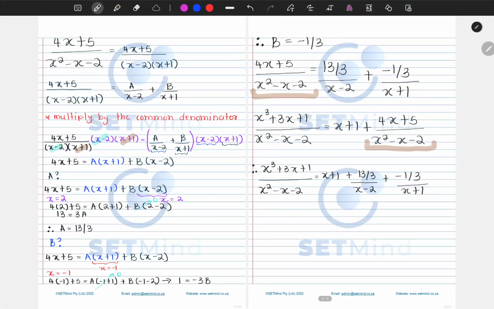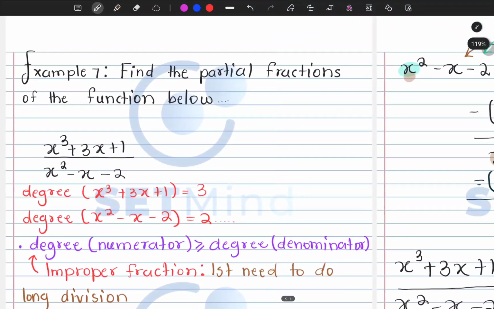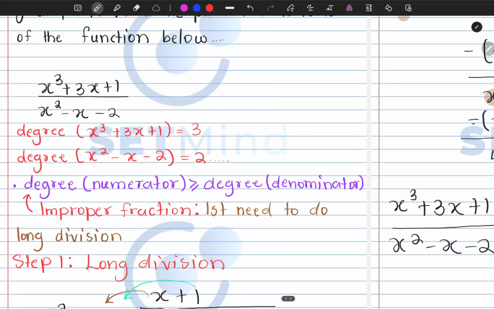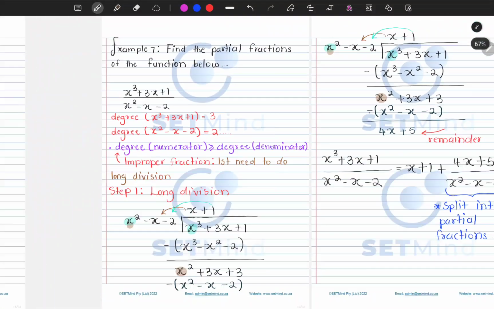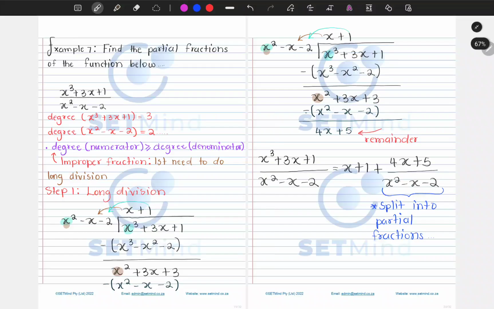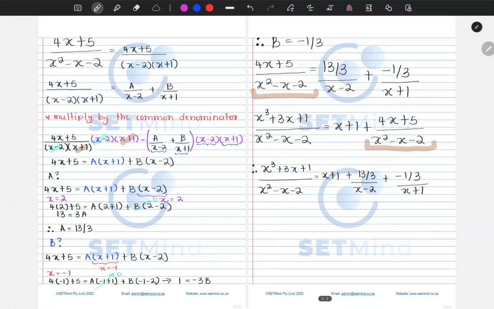What is very important, which you should take away from here, is that once we have improper fractions, which is where the degree of the numerator is bigger than or equal to that of the denominator, you should make sure that you do long division first. Okay, so let's go to example number 8 and see what we get.